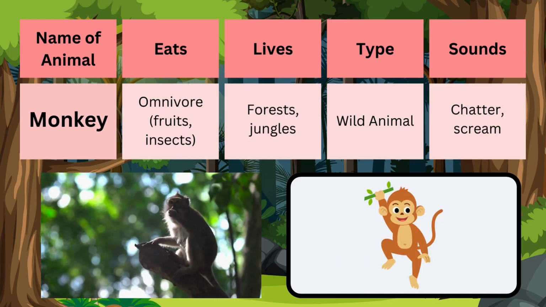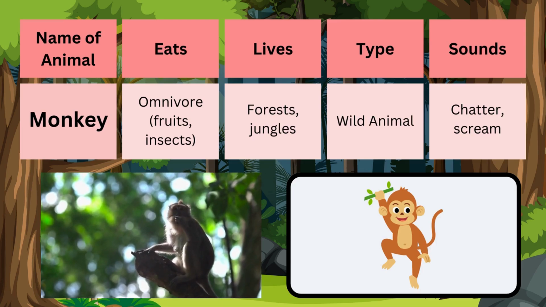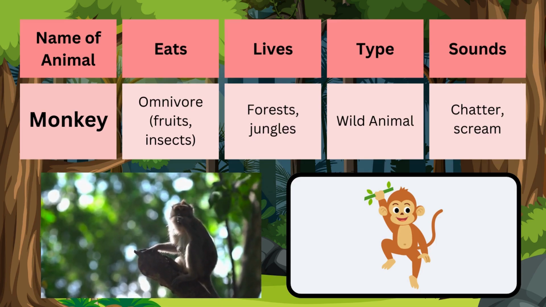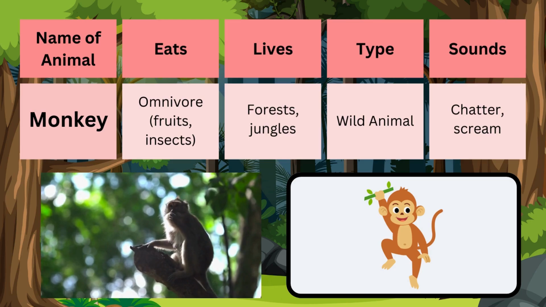Monkey. Monkey eats omnivore fruits, insects. Lives in forests, jungles. Monkey is a wild animal. Sounds.